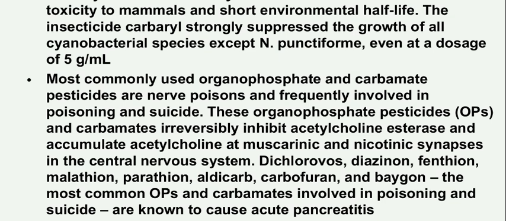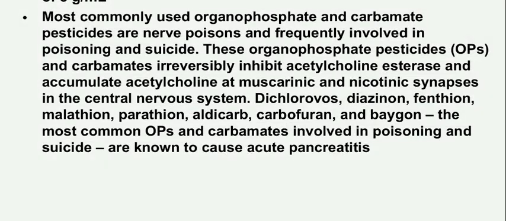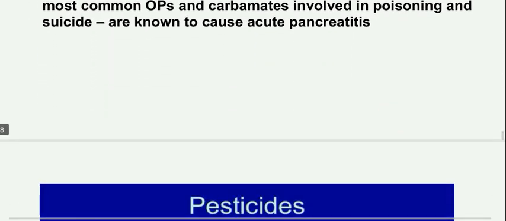Most commonly used organophosphate and carbamate pesticides are nerve poisons and frequently involved in poisoning and suicide. These organophosphate pesticides and carbamates irreversibly inhibit acetylcholinesterase and accumulate acetylcholine at muscarinic and nicotinic synapses in the central nervous system. Examples are dichlorvos, diazinon, fenthion, malathion, parathion, aldicarb, and others. The most common OPs and carbamates involved in poisoning and suicide are known to cause acute pancreatitis.